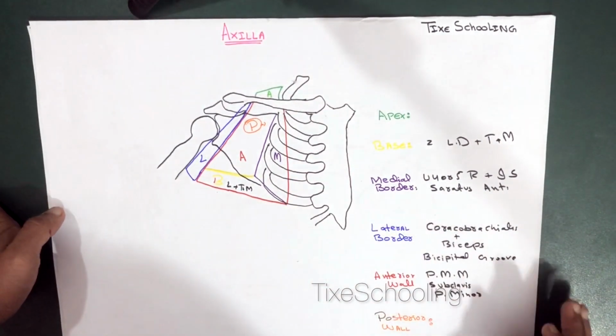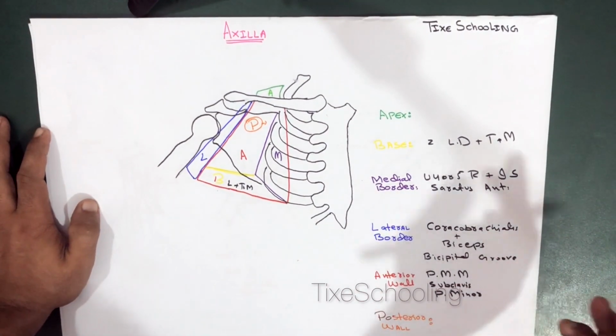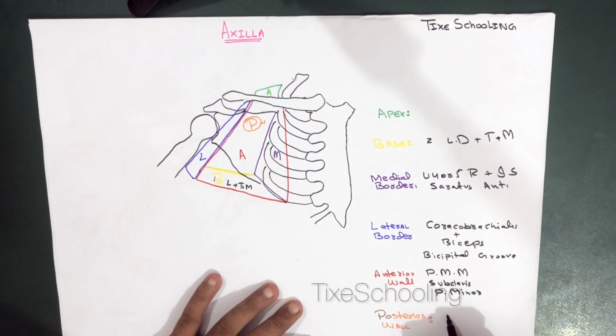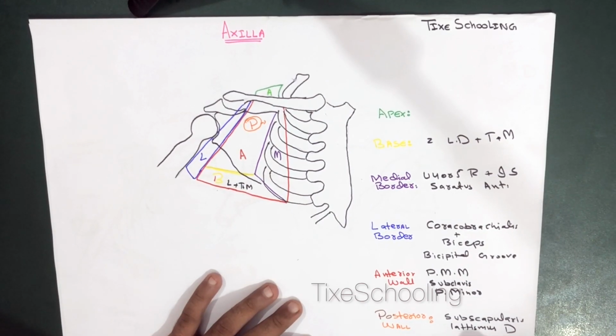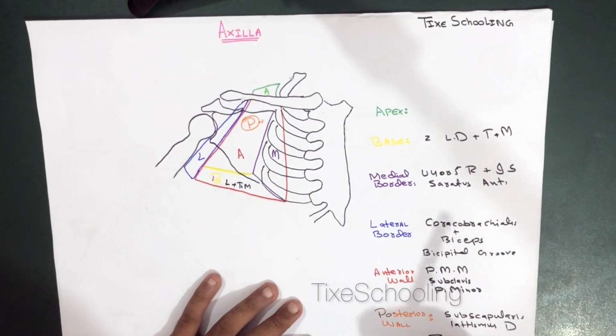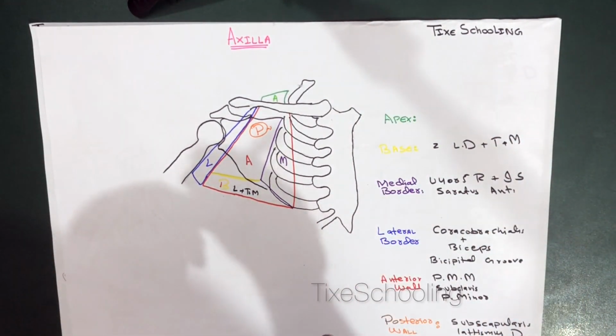Coming to the posterior wall of the axilla, we have also got another 3 muscles. Like in the anterior wall, we have got 3 muscles, in the posterior wall we have also got 3 muscles. But here is the concept. Look, in the posterior wall, we have got subscapularis, latissimus dorsi, and the last muscle is, you guessed it right, teres minor. On the base, we have the teres major, but in the posterior wall, we have the teres minor muscle. So we are done with the boundaries, the apex and the base of the axilla.